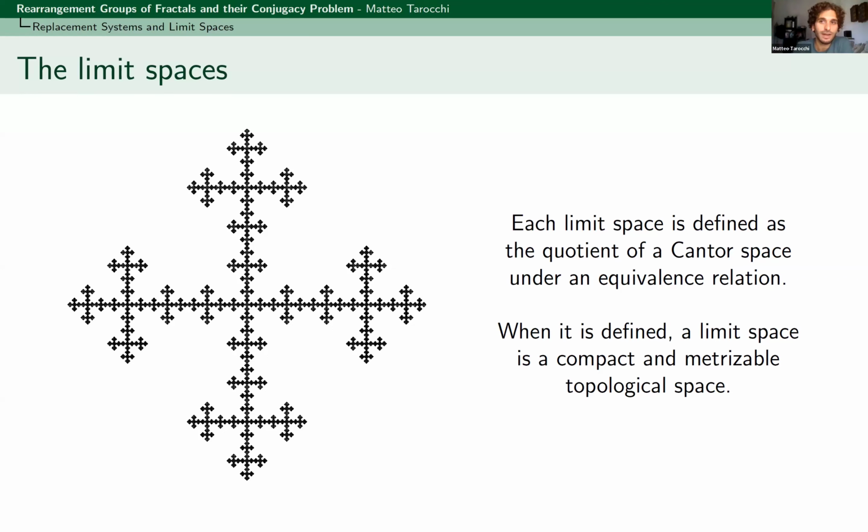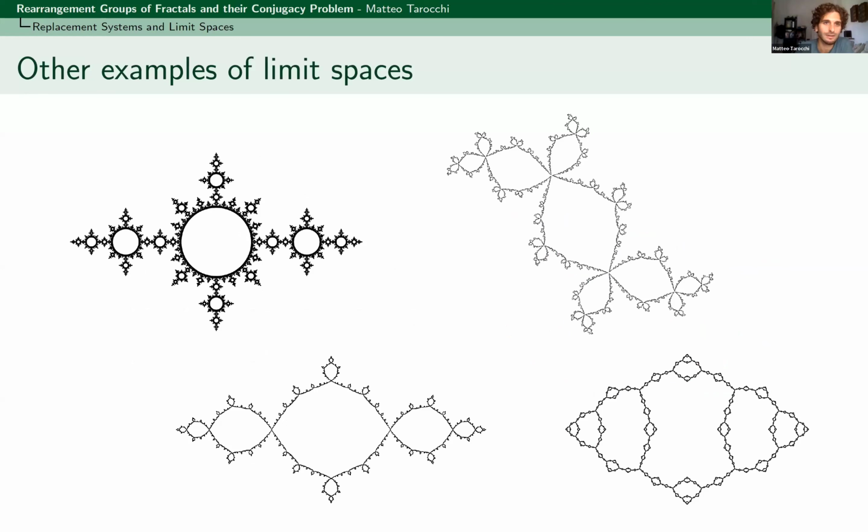These spaces are defined. This relation is an equivalence relation and then defines a quotient space under some very mild conditions. And when this stuff is defined, when everything works out well, then the limit space is compact and metrizable. So it is a nice topological space. These are a few other examples that I really like. These are all Julia sets. For those of you who know, these are fractals coming from complex dynamics, but limit spaces of replacement systems need not be Julia sets in general, but it's just a very natural source of examples.